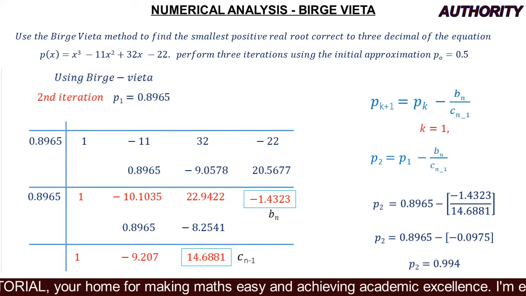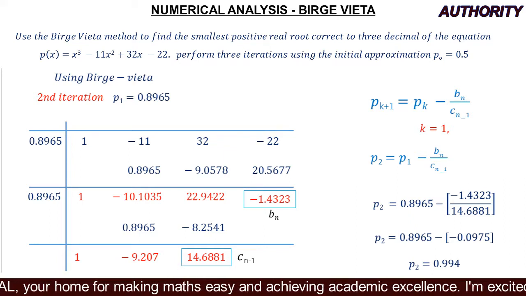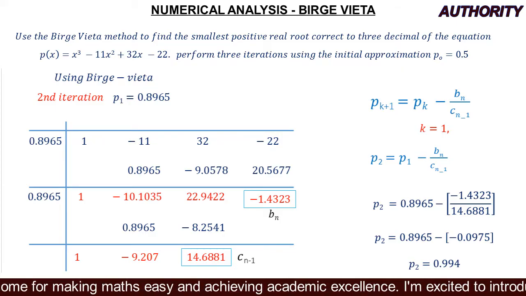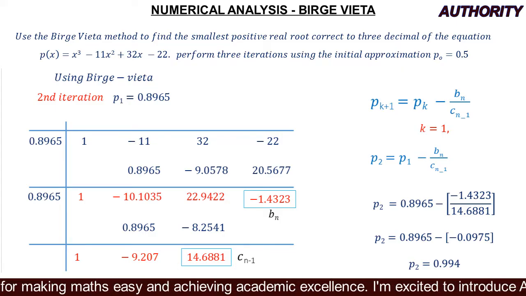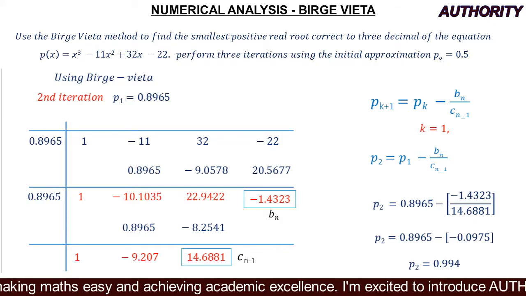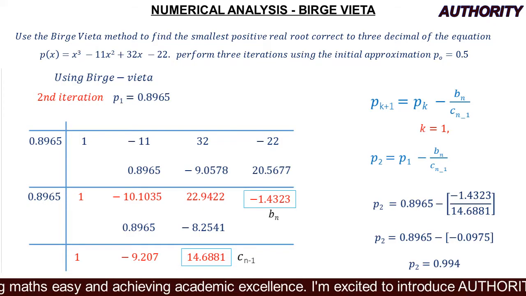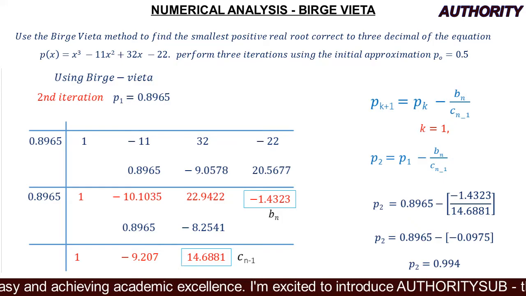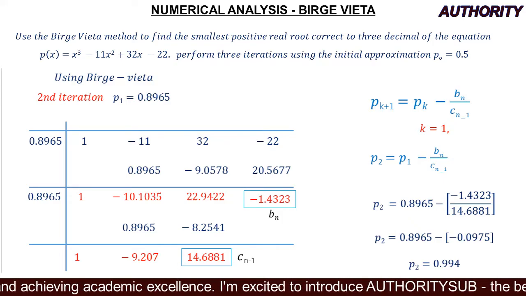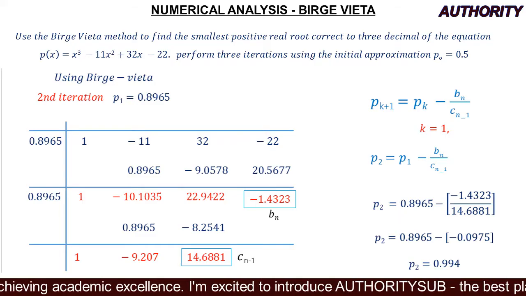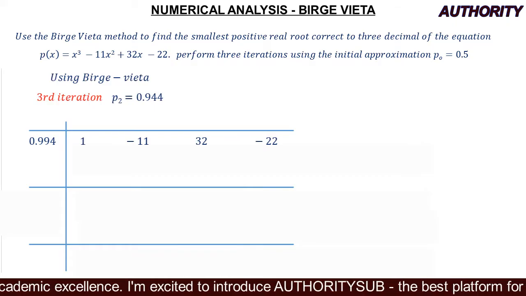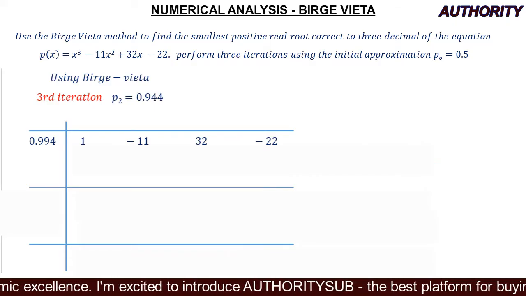When we simplify further, we see that P2 is equal to 0.994. Are we together? So this is the second iteration. From the question, we are asked to perform 3 iterations. So we have done 2, remaining 1. We are going to have the third iteration where P2 is equal to 0.994.